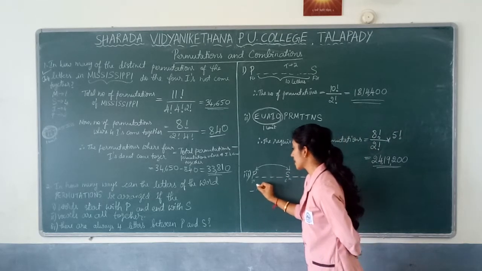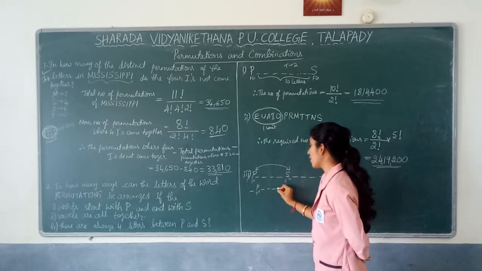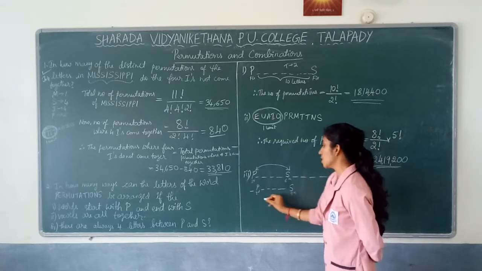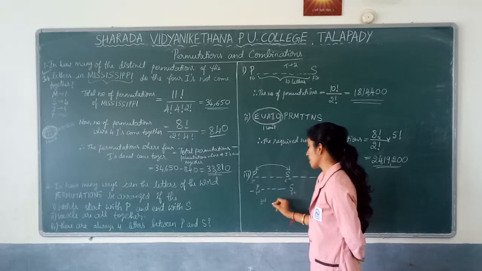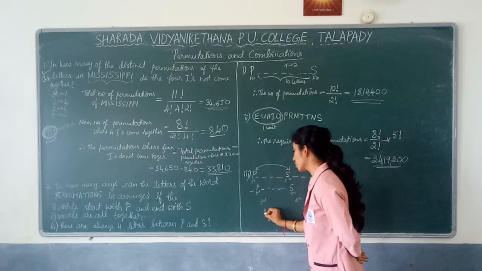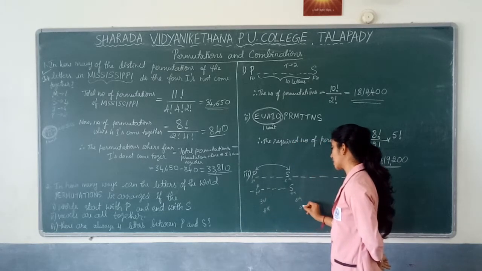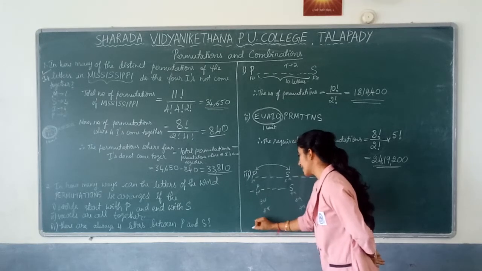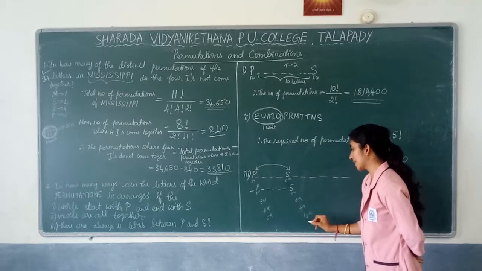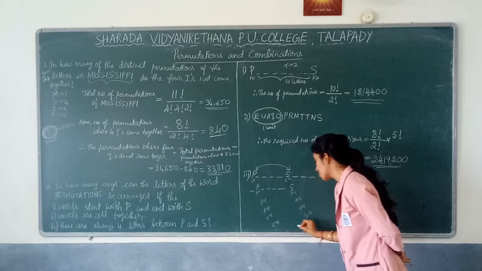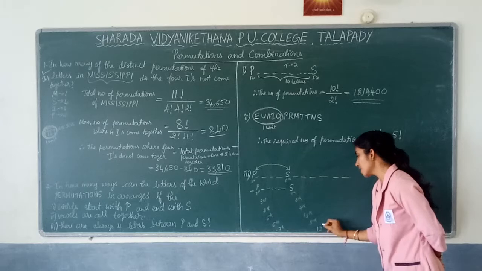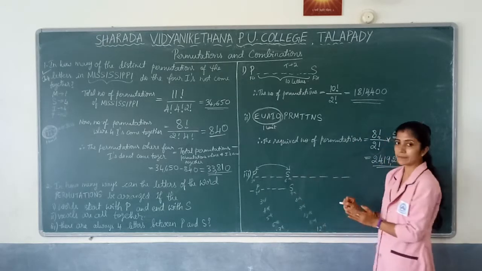Now see, suppose P is there in the second position. Then after a 4-letter gap, S will come, right? So S will be in the 7th position. If P is in the 3rd position, then S will be in the 8th position, right? Like that. If P is in the 4th position, then S will be in the 9th position. If P is in the 5th position, then S will be in the 10th position. If P is in the 6th position, then it will be in the 11th. And if P is in the 7th position, then it will be in the 12th position. So you can see different arrangements like this.